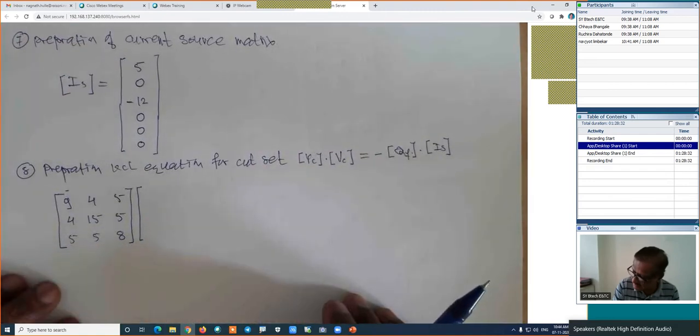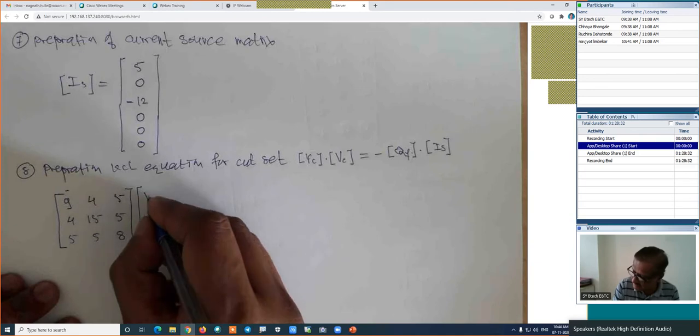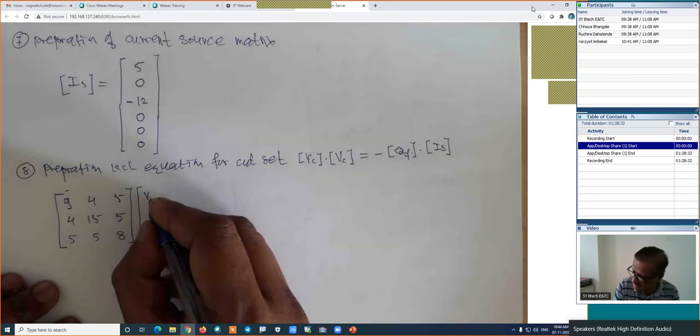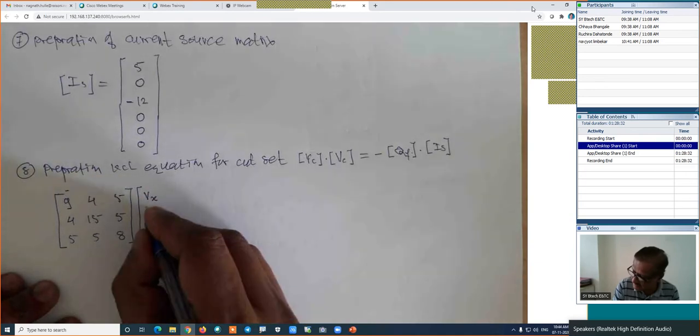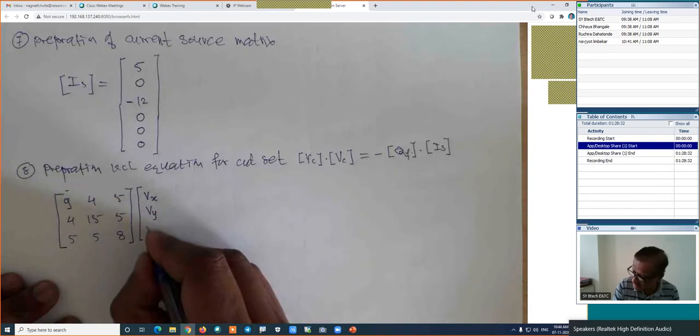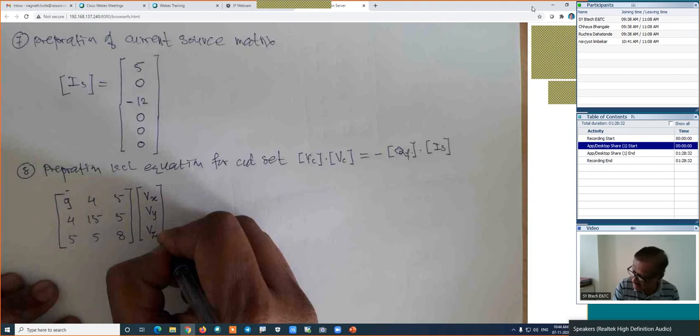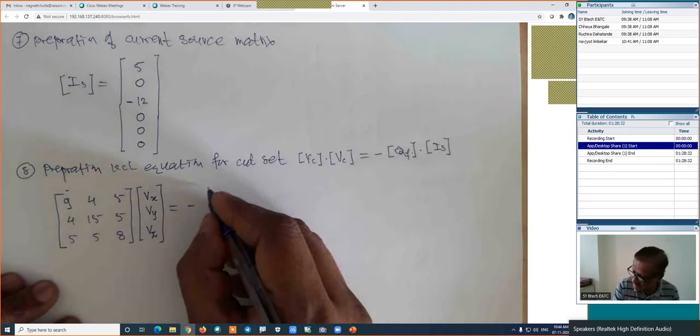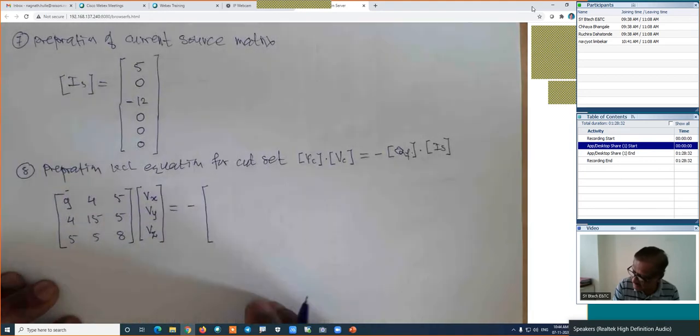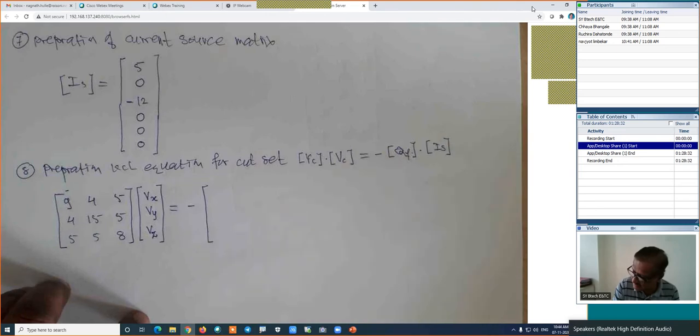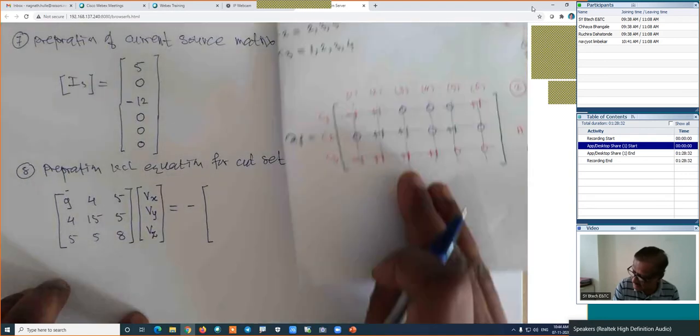This is VC. VC is the cut set voltages. How many cut sets do we have? Three cut sets. The first voltage I will call Vx, the second voltage Vy, and the third cut set voltage Vz, which is equal to minus QF. What is the QF? QF is the cut set matrix, which I will show here.